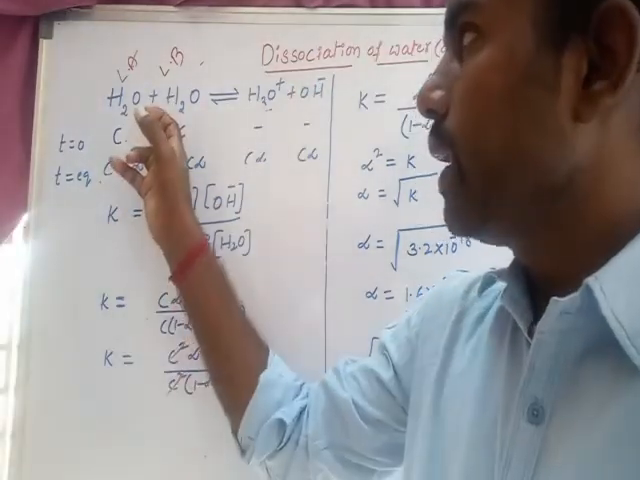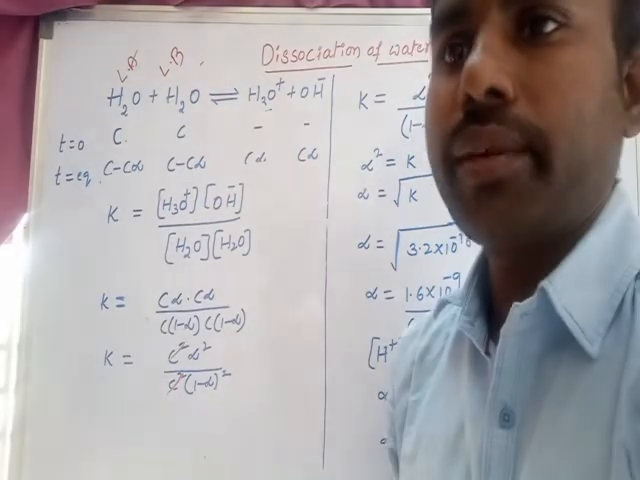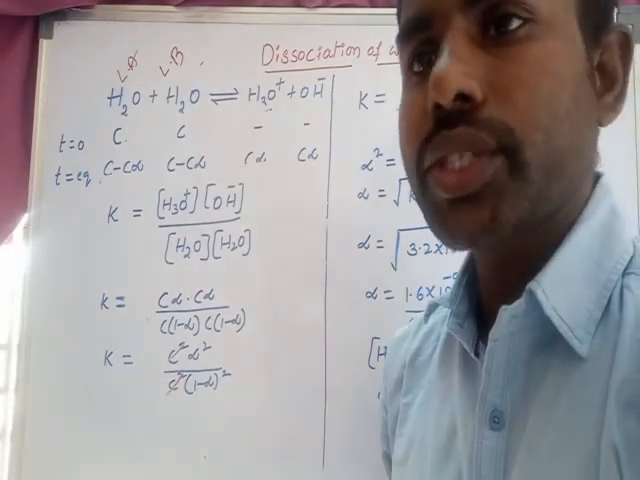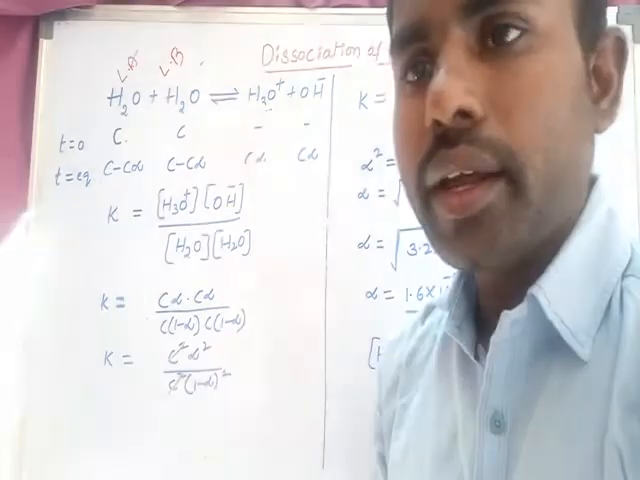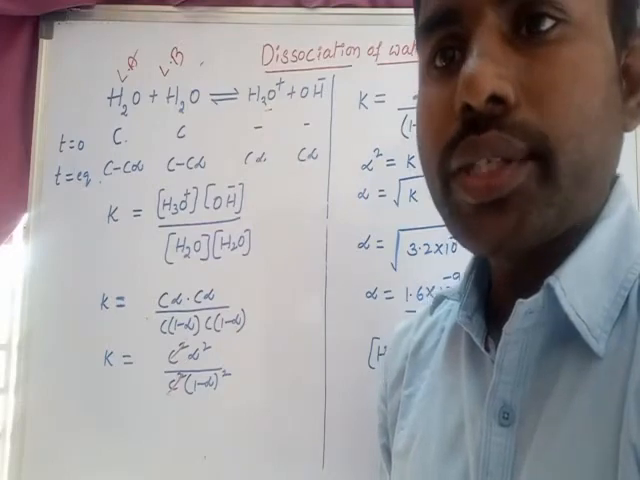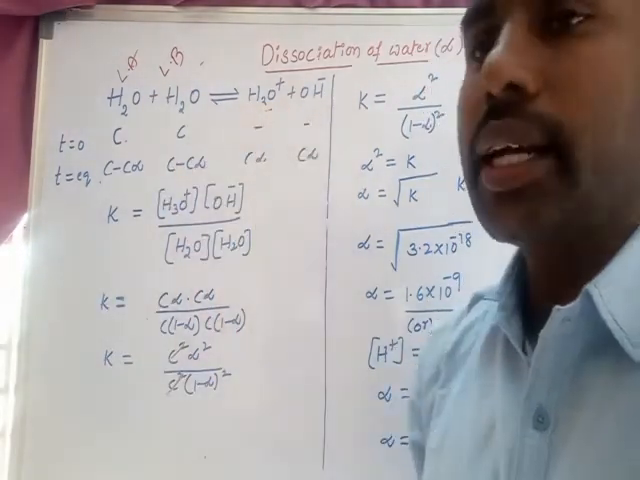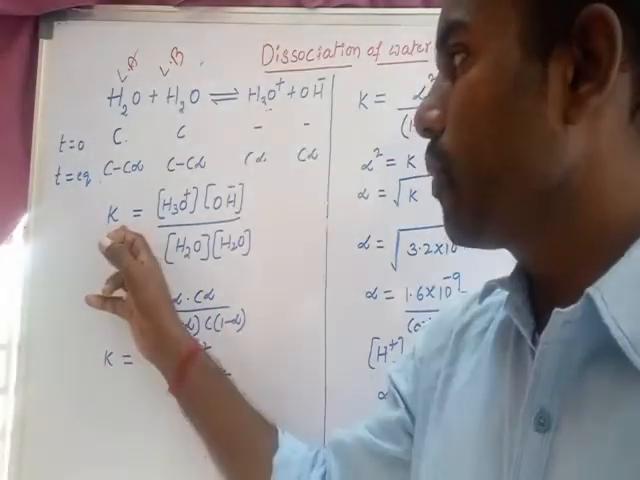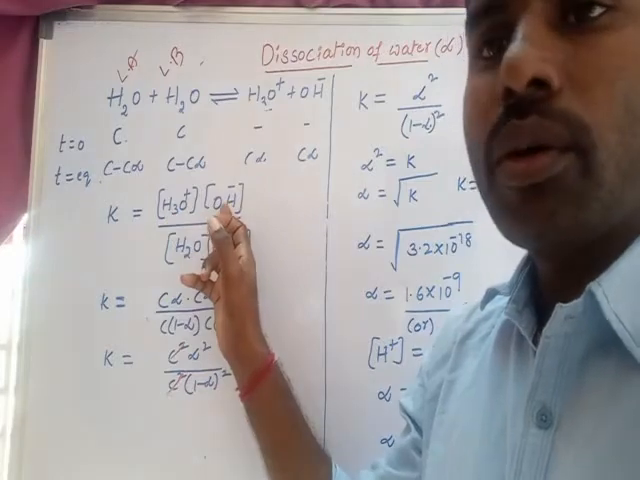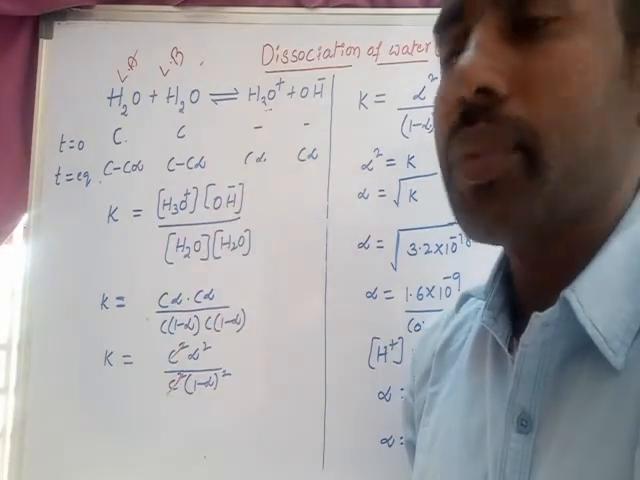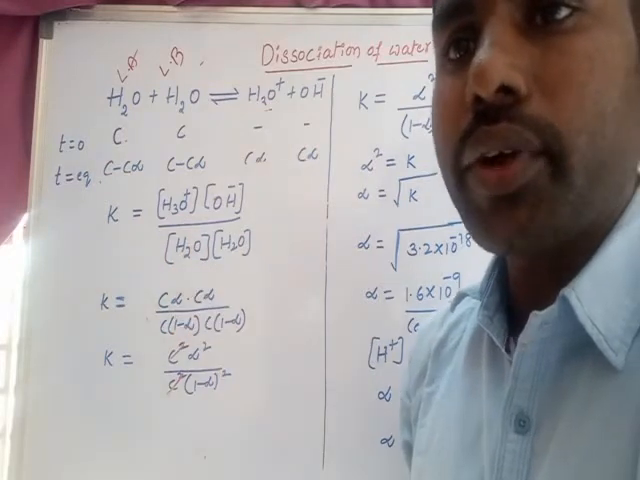Since this is an equilibrium reaction, we can write the equilibrium constant. The equilibrium constant is the ratio of the product of the molar concentrations of the products to the product of the molar concentrations of the reactants. The products are H3O+ and OH- ions. So the equilibrium constant equals the molar concentration of H3O+ times the molar concentration of OH- divided by the molar concentration of H2O times the molar concentration of H2O.